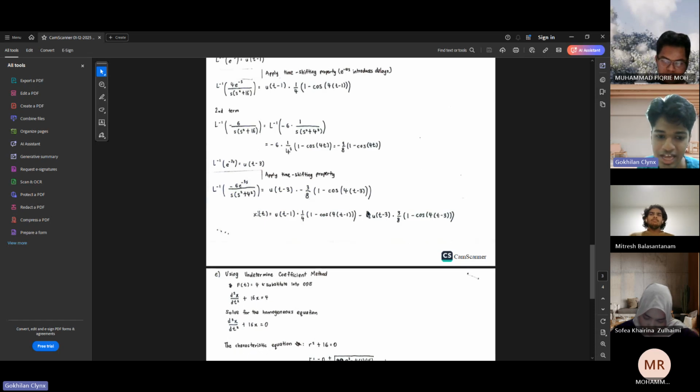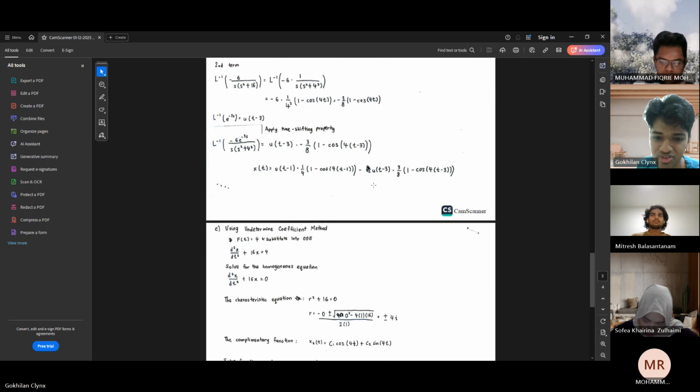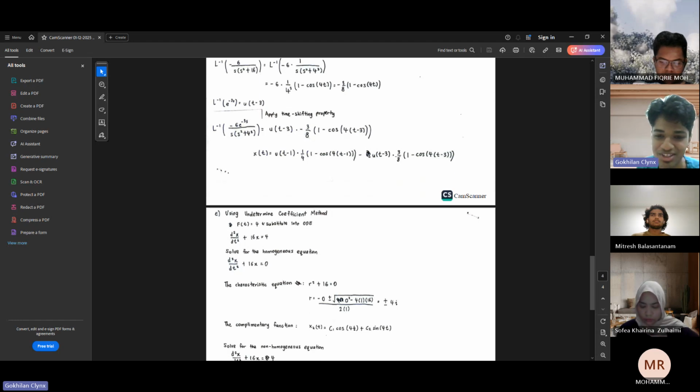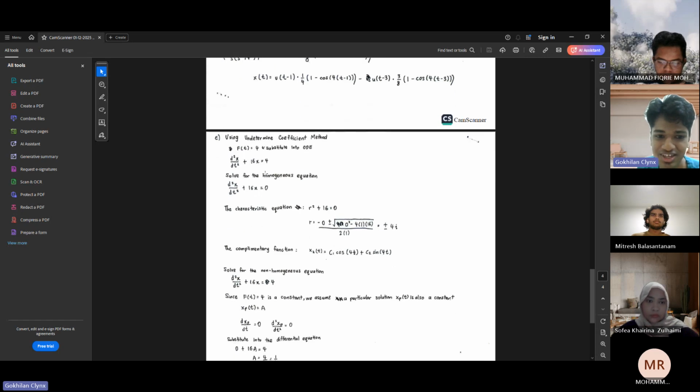So for x in the time domain, we get u at t equals 1 multiplied by 1 over 4, 1 minus cos 4(t minus 1). And then u at t equals 3 multiplied by 3 over 8, 1 minus cos 4(t minus 3). Okay, so for question E, we have to use the undetermined coefficient.